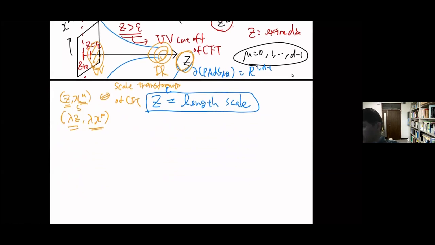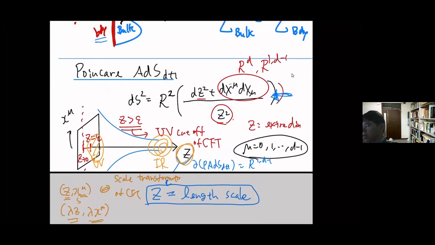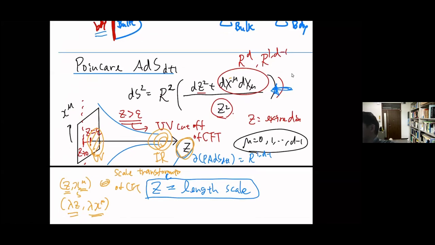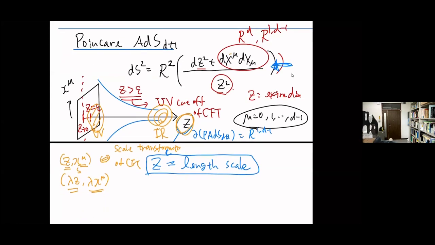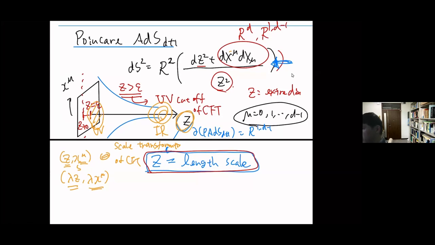Okay, so this is a basic introduction to the AdS/CFT correspondence, and we are going to use this. The most important point of this relation for us is the UV/IR relation: the Z direction is interpreted as a length scale. This is very crucial, and we have this UV cutoff. This is very crucial in my coming lectures.